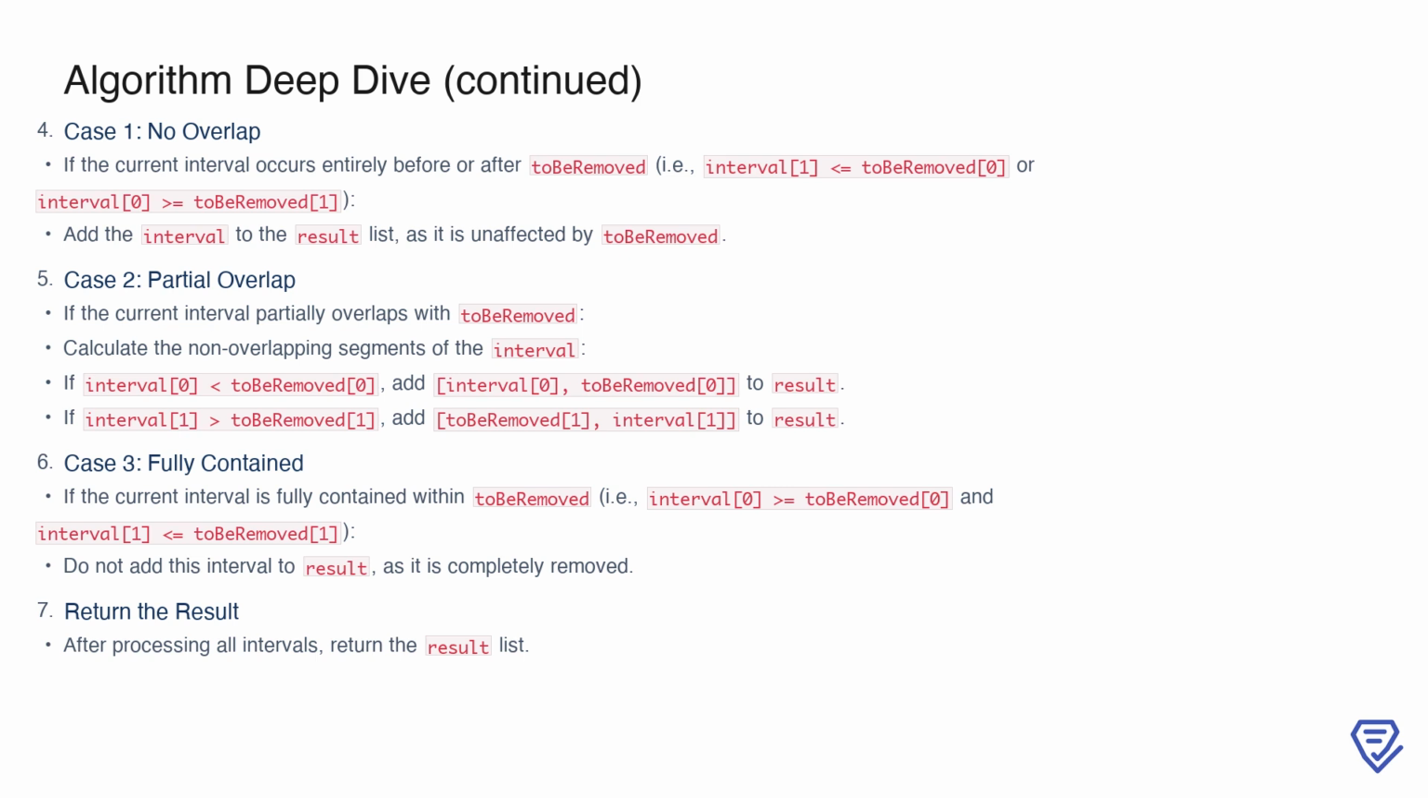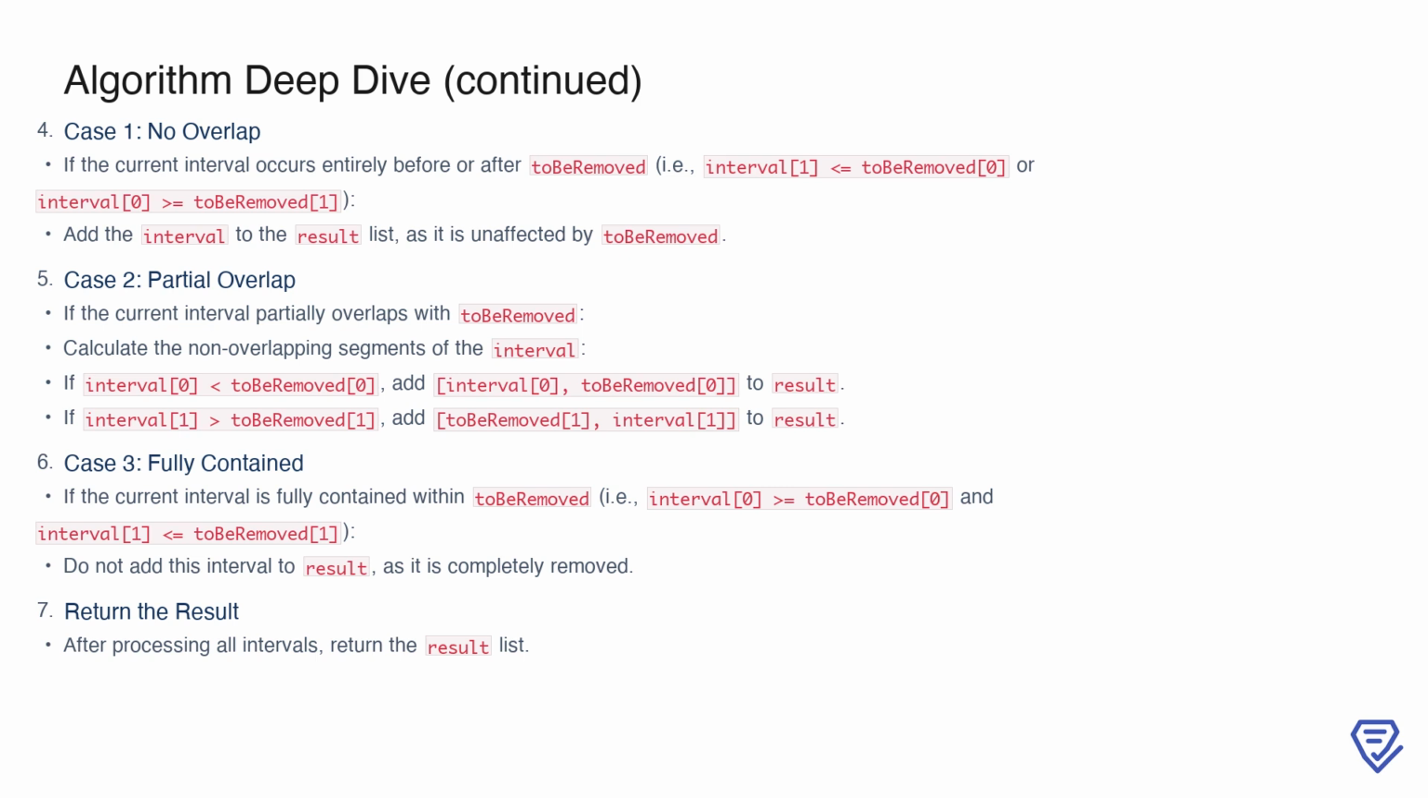Case 2 deals with partial overlap. Here, only part of the interval lies outside of to_be_removed. To handle this, we calculate the non-overlapping segments. If the start of the interval is less than the start of to_be_removed, the segment [interval[0], to_be_removed[0]] is added to the result list. Similarly, if the end of the interval is greater than the end of to_be_removed, the segment [to_be_removed[1], interval[1]] is added.